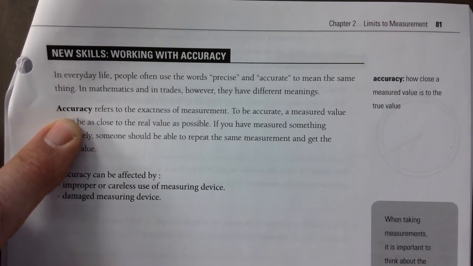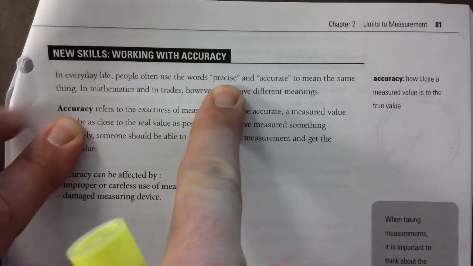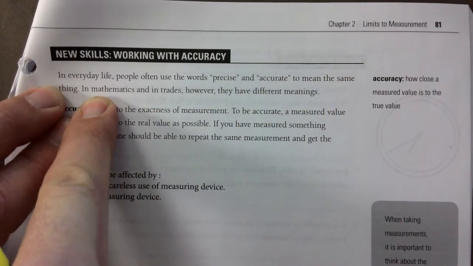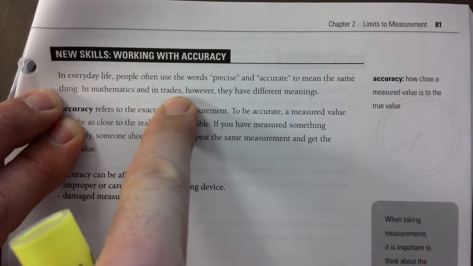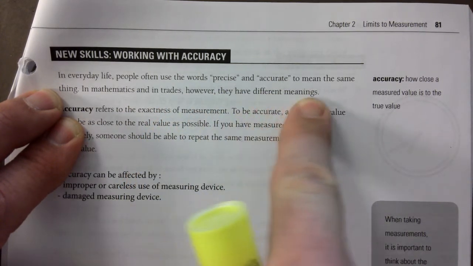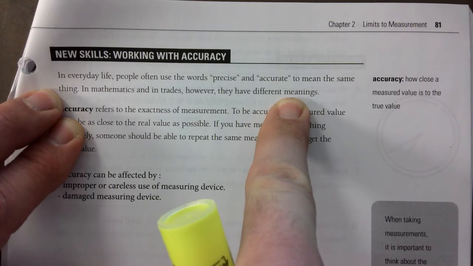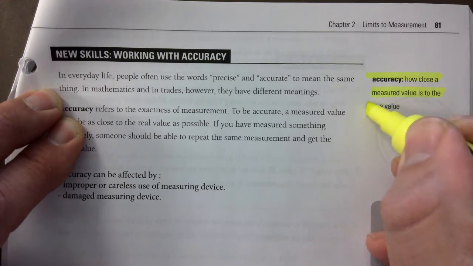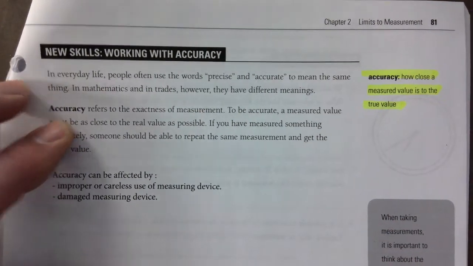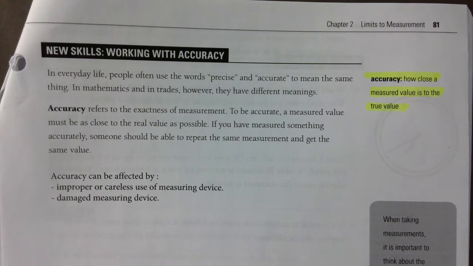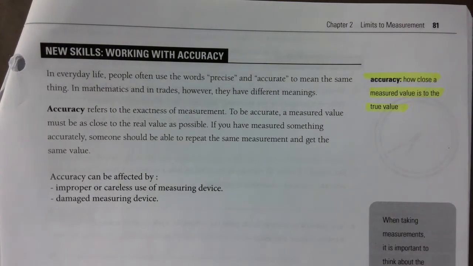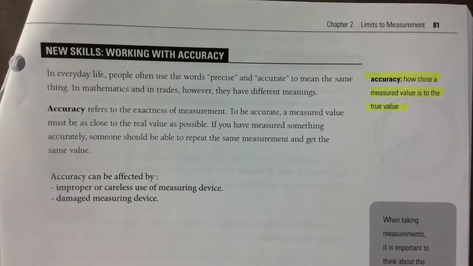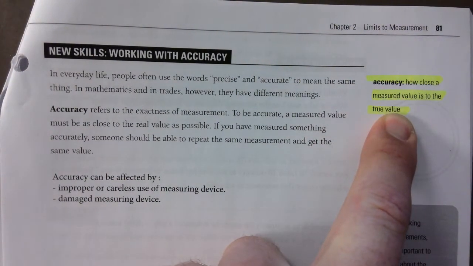Emphasize things. In everyday life, people often use the words precise and accurate to mean the same thing, okay? But in math, right here in this unit, we're gonna discover the different meanings. We're gonna be very specific here, okay? So accuracy, how close the measured value is to the true value. So whatever you're looking at, that actually has a defined measure. It could be a pitcher of liquid, it could be a specific length, but there's a true value, and accuracy is how close you are to that value, okay?